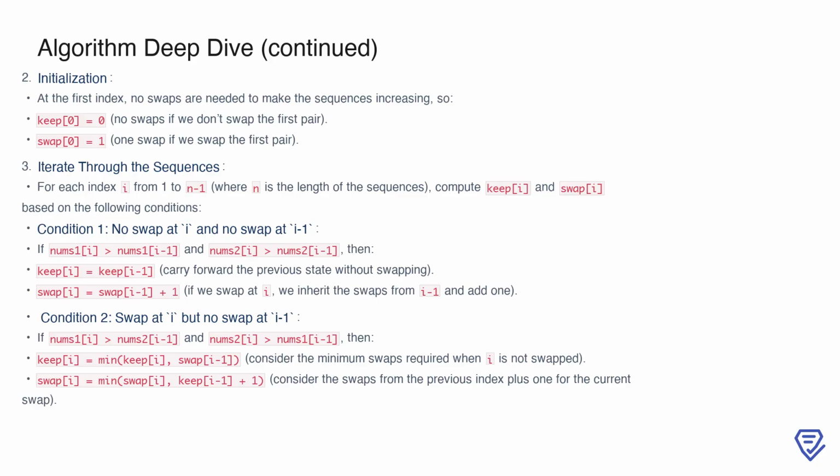The second condition considers the case where a swap is performed at index i but not at index i-1. Here, if nums1[i] is greater than nums2[i-1] and nums2[i] is greater than nums1[i-1], we calculate keep_i as the minimum of its current value and swap_{i-1}, and swap_i as the minimum of its current value and keep_{i-1} plus 1. These conditions ensure that our transitions maintain the strictly increasing property.